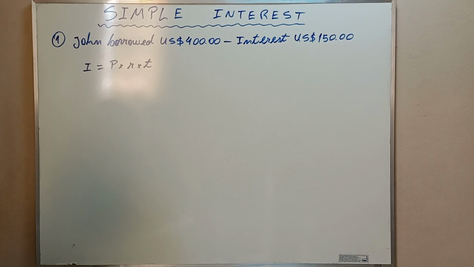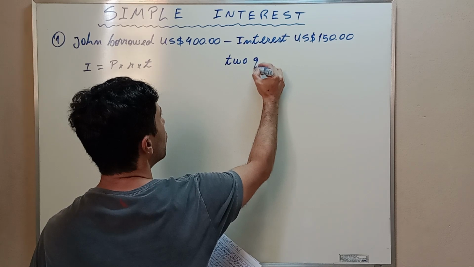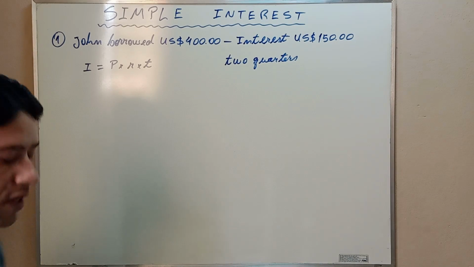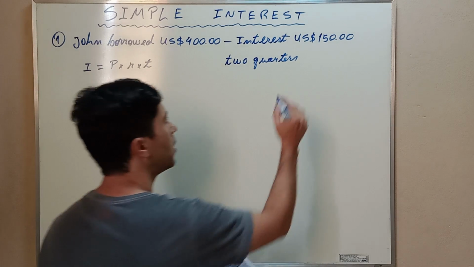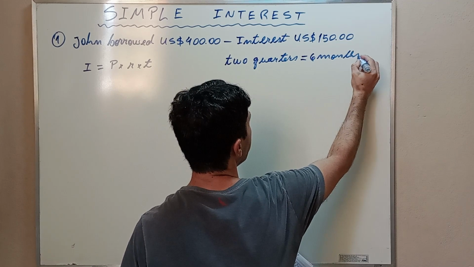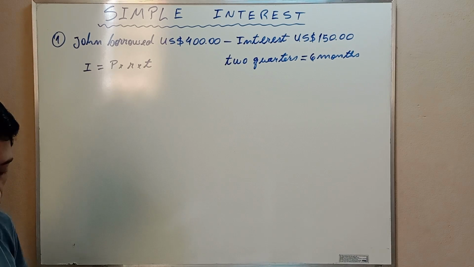And what is a quarter? A quarter is 3 months, alright? A quarter is 3 months. So 2 quarters is 6 months. Okay, my friends, then 2 quarters of the year is equal to 6 months. Alright, we're going to use this information in this formula here to calculate the interest rate.